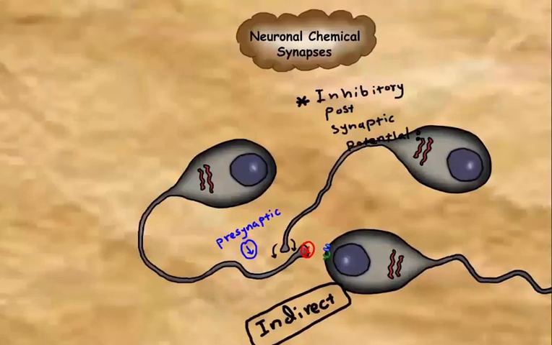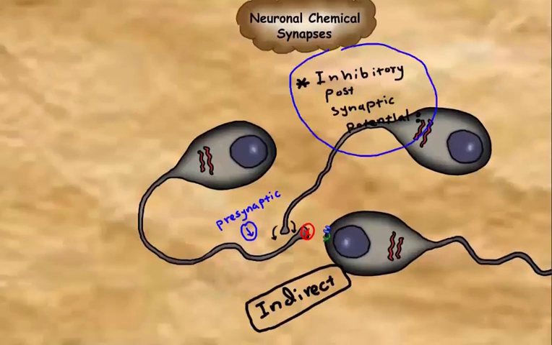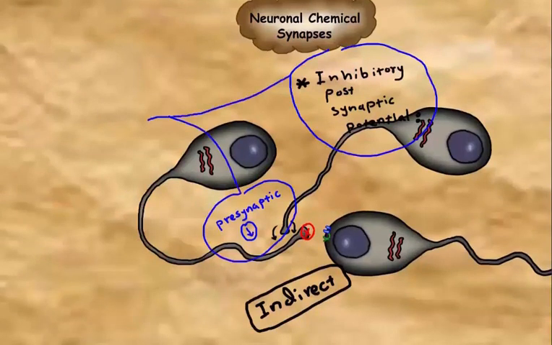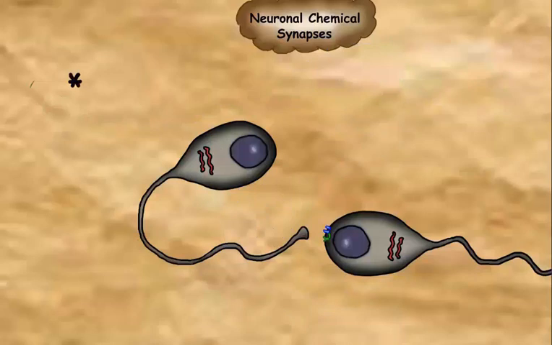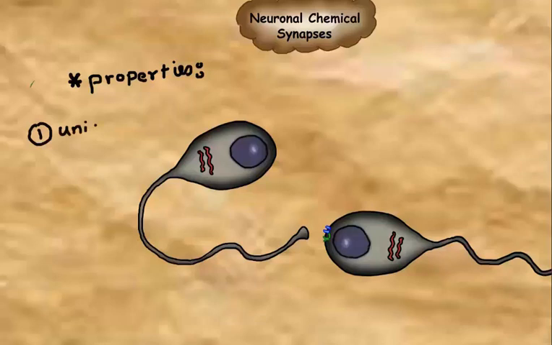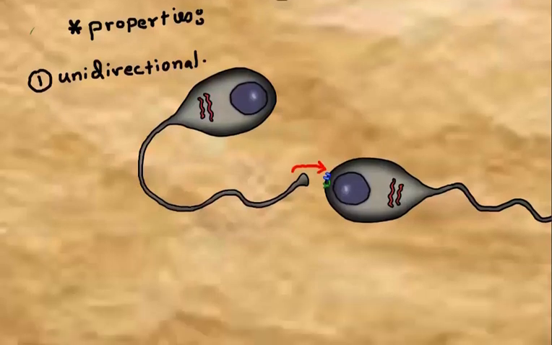Now just a side note, gamma-aminobutyric acid (GABA) is a well-known inhibitory neurotransmitter found in almost all parts of the central nervous system. Now that we are done with the electrical events, let's look at some properties all synapses share. First off, synaptic transmission is a unidirectional process from the presynaptic neuron to the postsynaptic neuron.